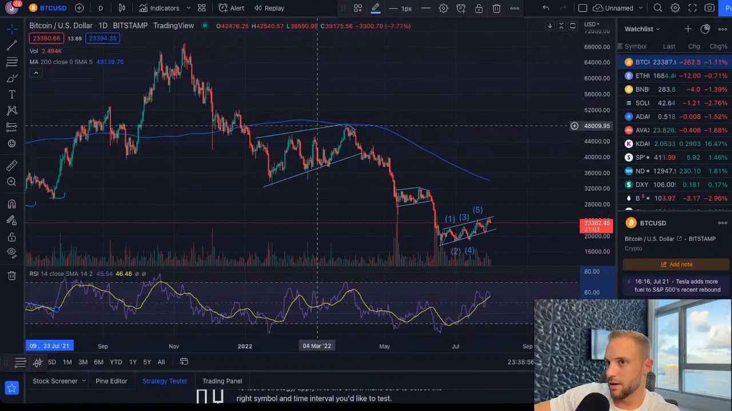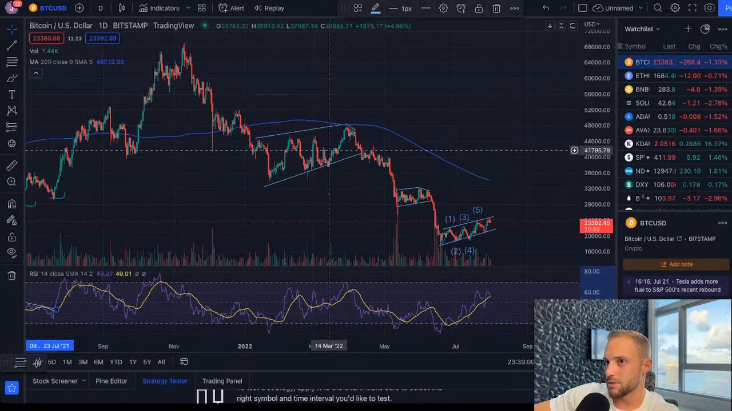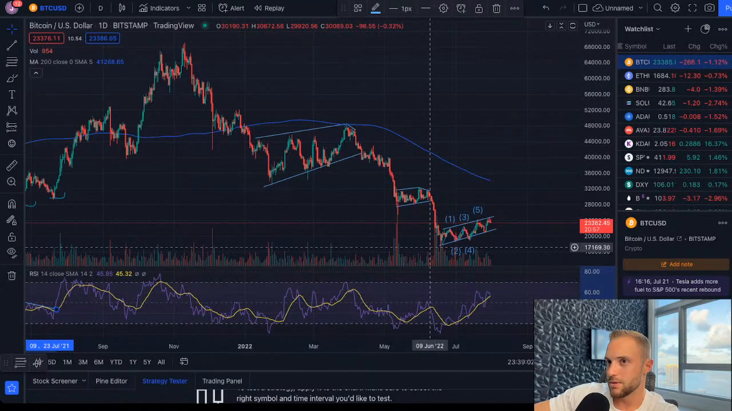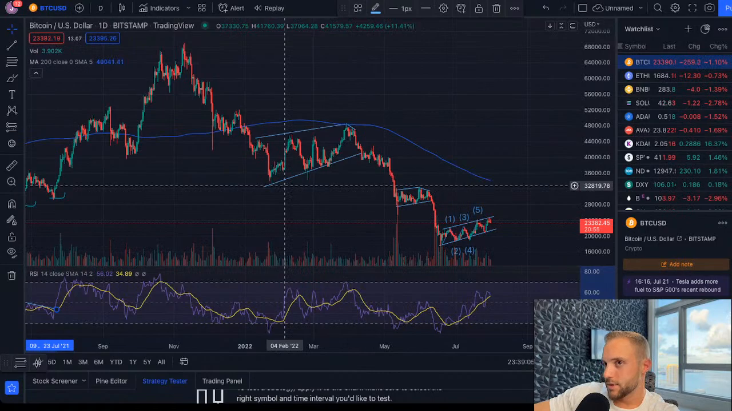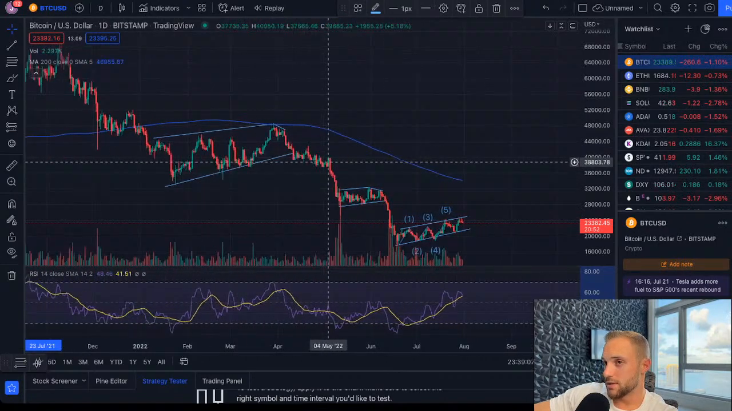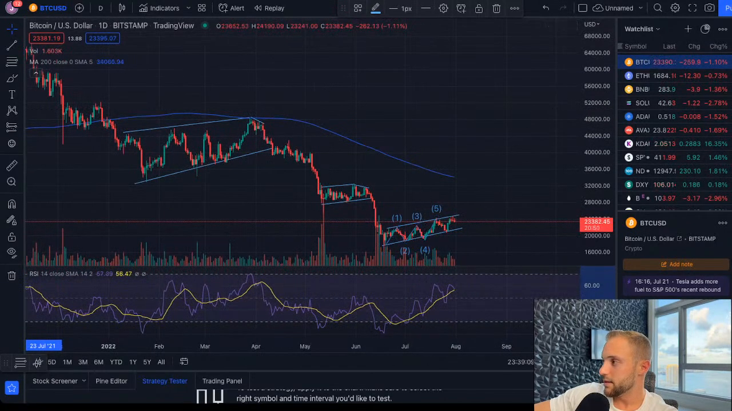And here's another thing. This bear flag rejection off the 200-day moving average is like the most bearish thing you can ever see in the history of the world. So technicals are really important, but it's also understanding the overall picture as well.